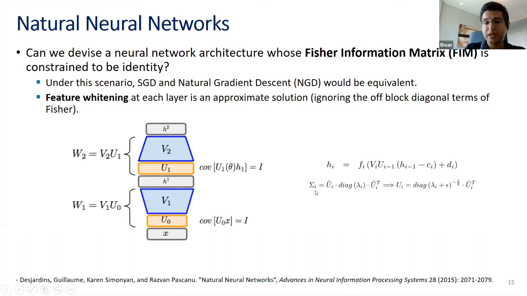But how are they obtaining this U, that's the whitening matrix? First, they estimate the covariance matrix, and this covariance matrix is estimated based on the statistics of the mini batch. And then they apply ZCA or PCA or any method. In this paper, they're using ZCA to estimate the whitening matrix.